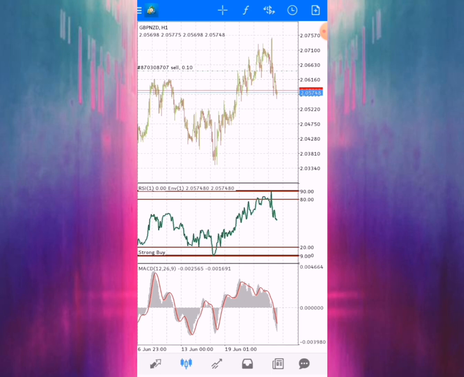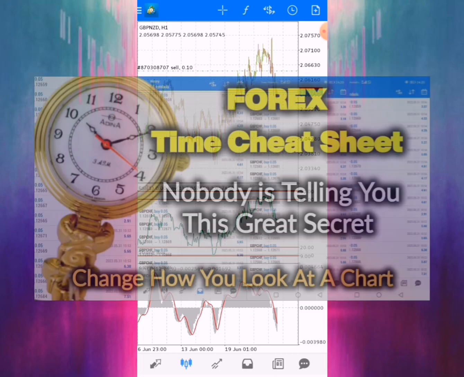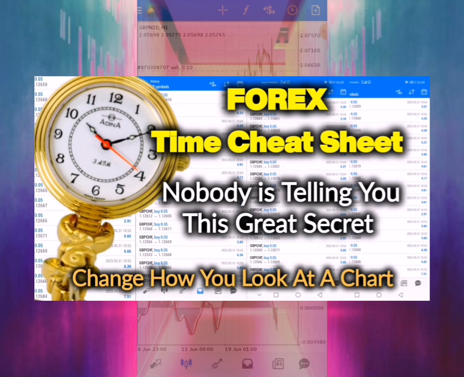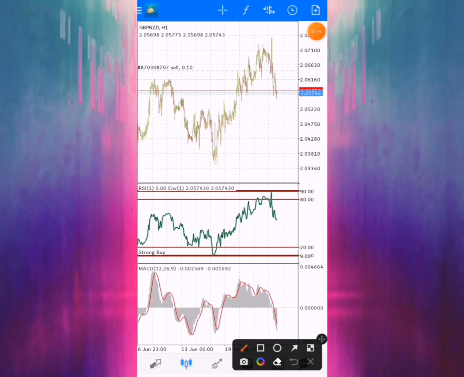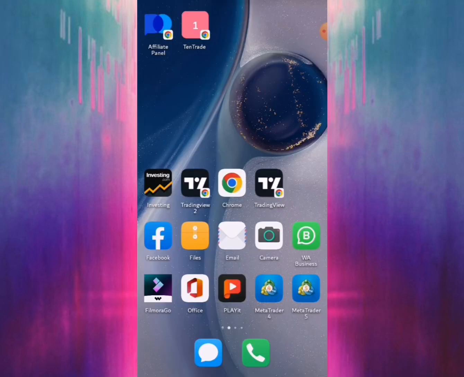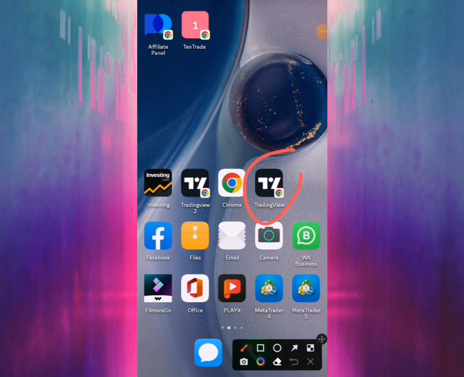You want to place a trade when the market is moving. I've explained that in several of my previous videos, titled Time Cheat Sheet. You want to make sure that price is moving when you place the trade. And for me, I usually place trades during the London session. And please, if you are using your mobile phone, you want to make sure that you have your TradingView set up on your phone.